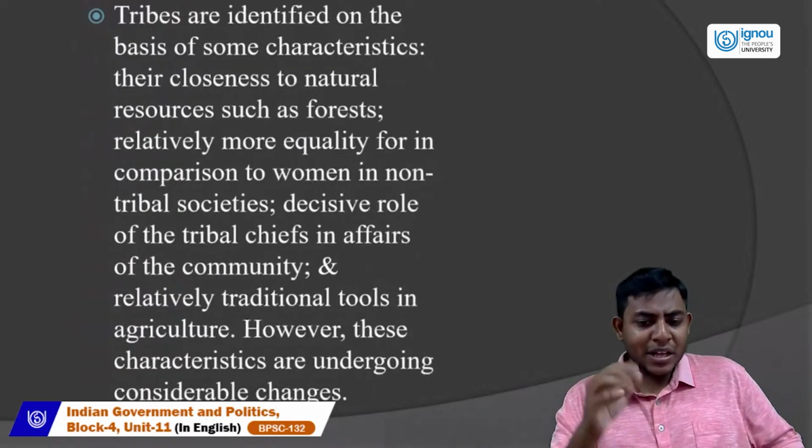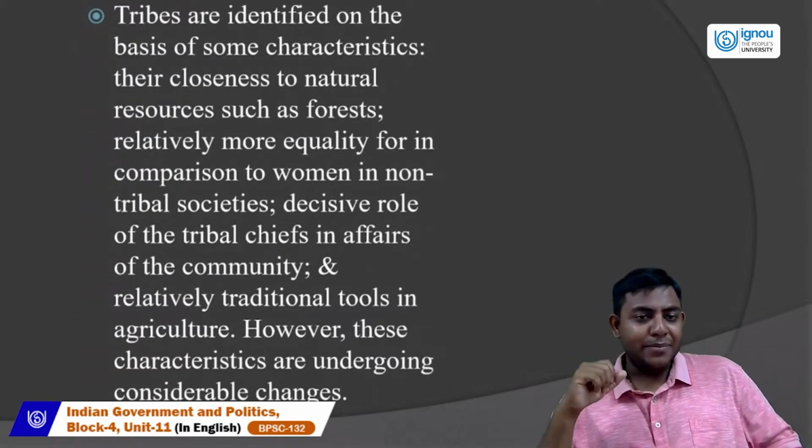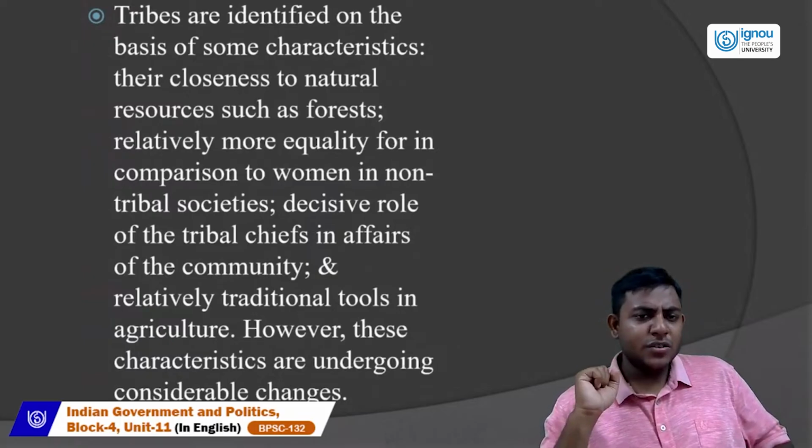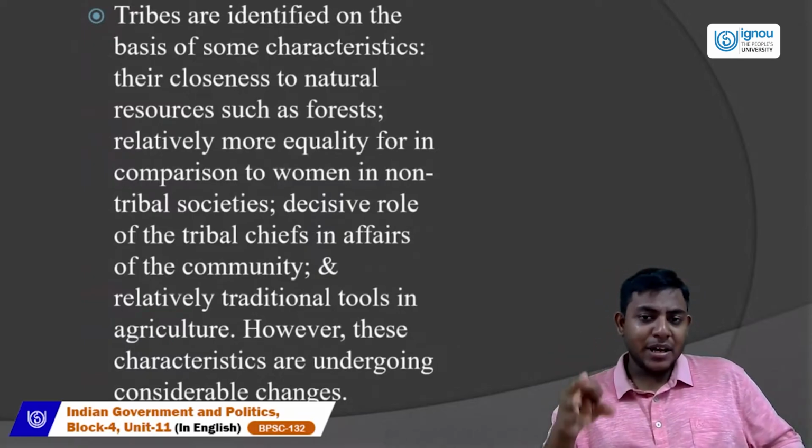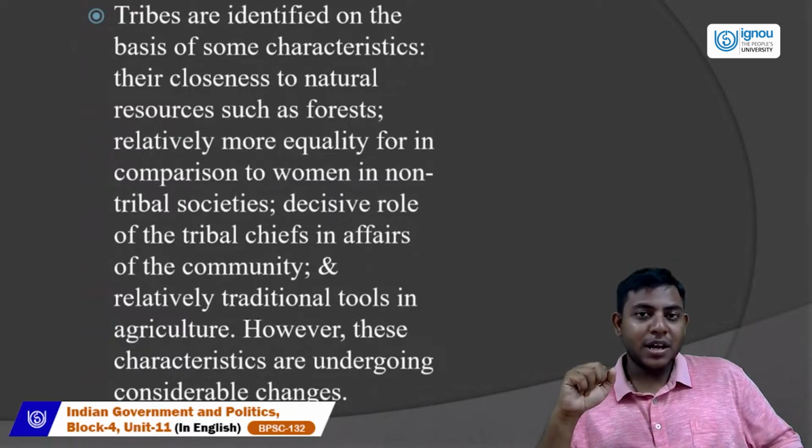And finally, in this unit, we discussed the tribes. Now, tribes are identified on the basis of some characteristics, such as their closeness to natural resources such as forests. So, during the British era, the Britishers prohibited the tribals from accessing the forest produce, and termed them criminal tribes. So, these discriminatory policies were implemented by the British regime.